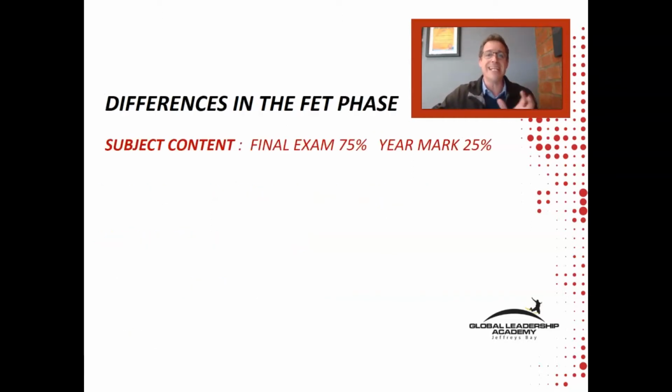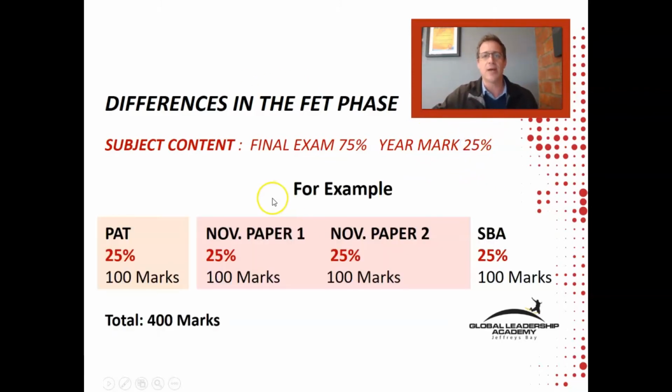The difference in the FET phase between GET is this, the big difference is the importance of your final exams. It's going to be up to 75%, where your year mark, everything that you do through the year, counts only 25%. Let's look at what that might look like. And this is more specific to the subject choices. I'm not talking general subjects. There's going to be a practical task that you'll have to do in most of these subjects. Tourism, visual arts, EGD, you name it.